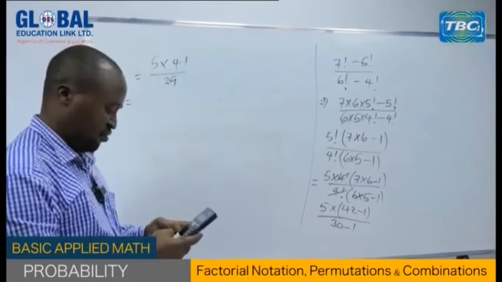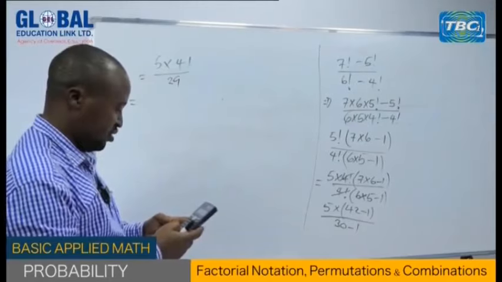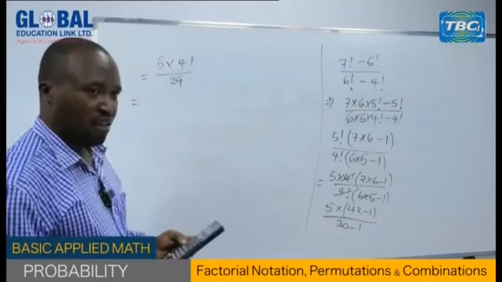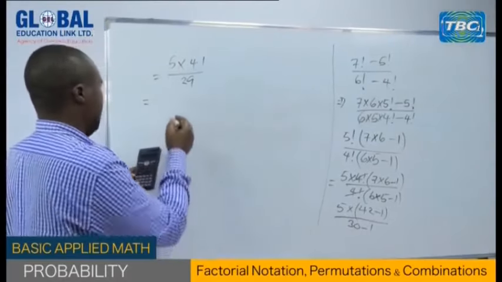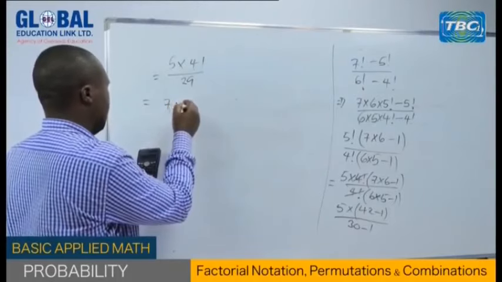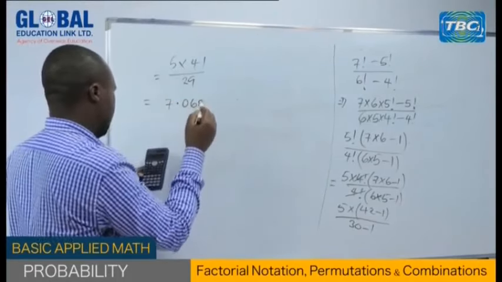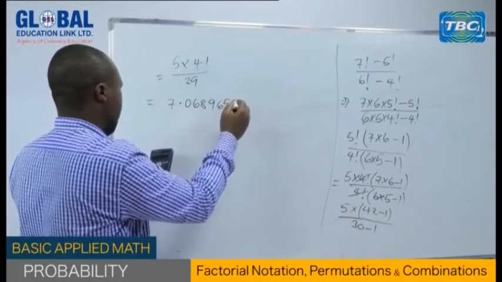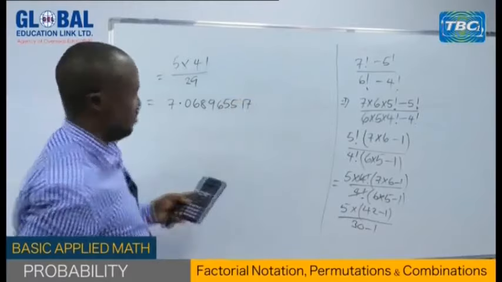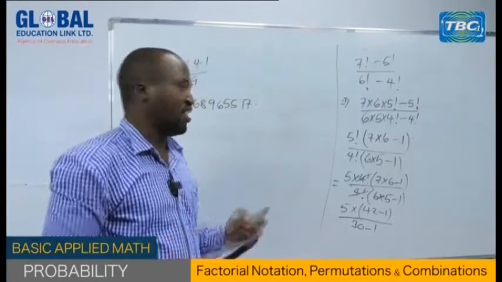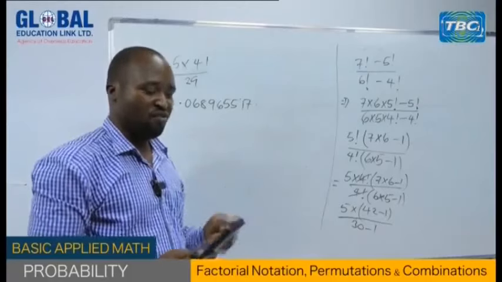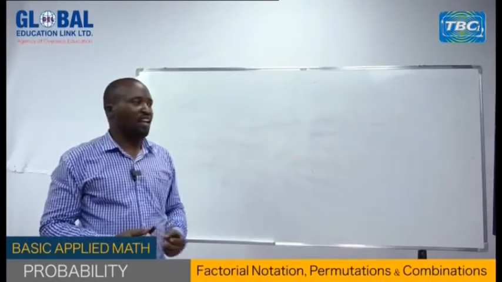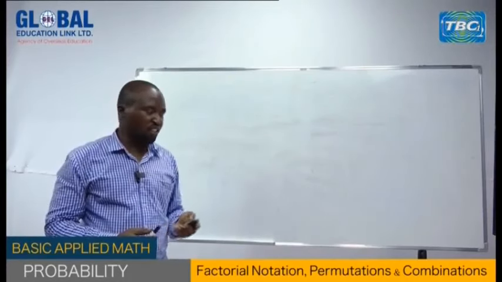That is 5 times 41 divided by 29. Now, the final answer is equal to 7.068965517. I think even you have the same answer as you have seen here. We have seen how to use the factorial notation, and you have seen the general formula of factorial notation.